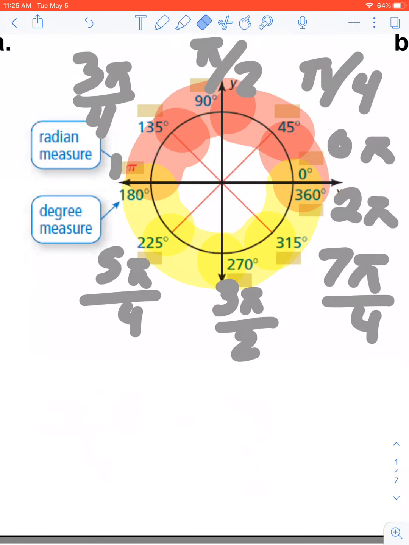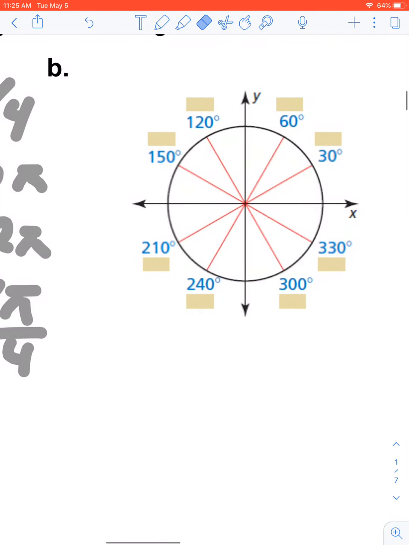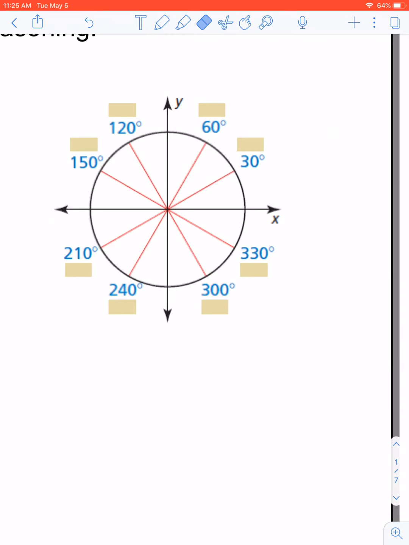So if you think about it on this circle, everything's in fourths. When you're talking about radians, 1/4, 2/4, 3/4, 4/4, halfway around, 5/4, 6/4, 7/4, 8/4. Okay? So we're going to combine that with this, which is 30 degrees. So 30, 60, another 30 is 90, another 30 is 120, 150, 180, 210, 240, 270, 300, 330, 360. So on this circle right here, everything's broken up into 30 degrees.